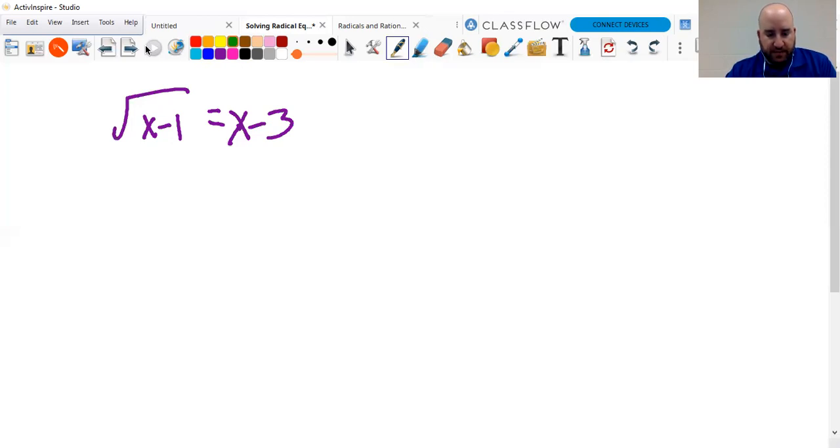I have the square root of x minus 1 equals x minus 3. The radical is by itself, nothing else on the left-hand side. So I square that, it cancels out, leaves me x minus 1. Now I got to do a square somewhere on the other side.